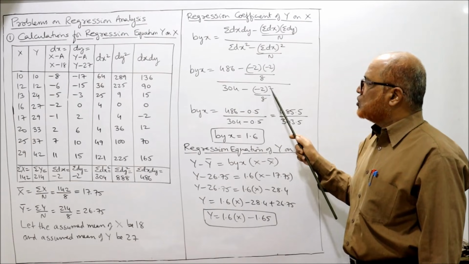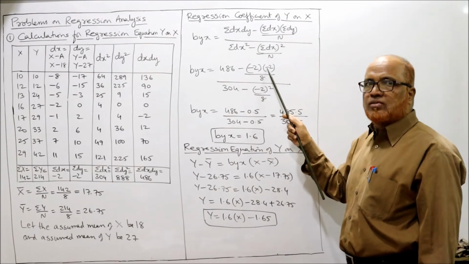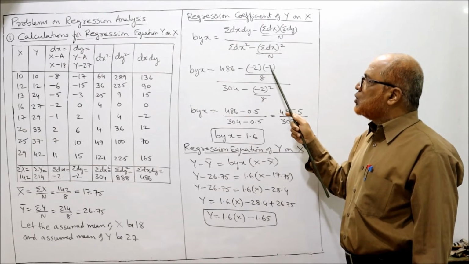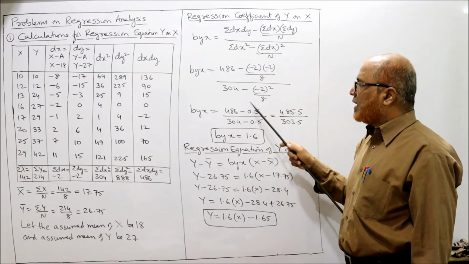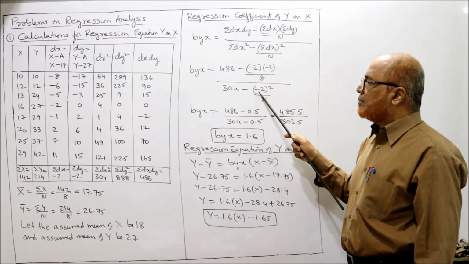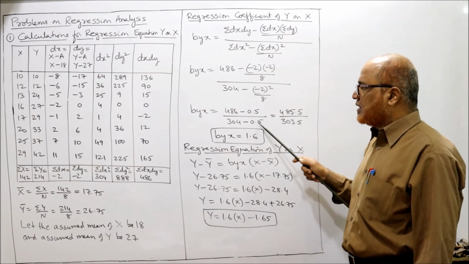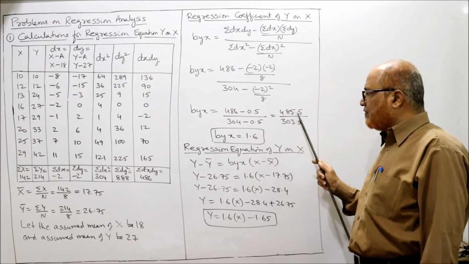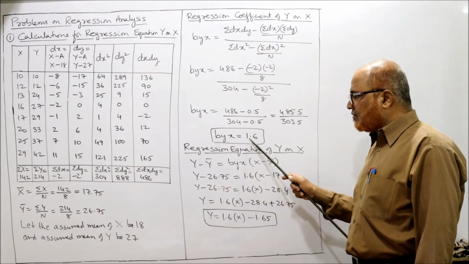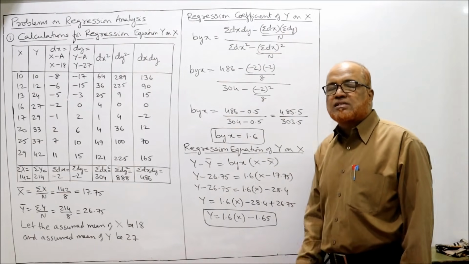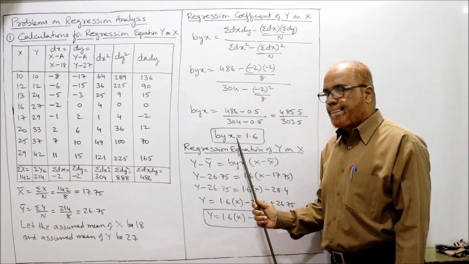minus 2 whole square divided by 8. तो 486 minus, ये minus into minus will become plus, तो 2 2s are 4 divided by 8 is 0.5. Similarly 304 minus को square कर देने से minus into minus plus हो जाएगा, 2 2s are 4 divided by 8 is 0.5, तो 486 minus 0.5 is 485.5, 304 minus 0.5 is 303, डिवाइड कर दो, byx आ गया 1.6. What is this byx? A regression coefficient of y on x.